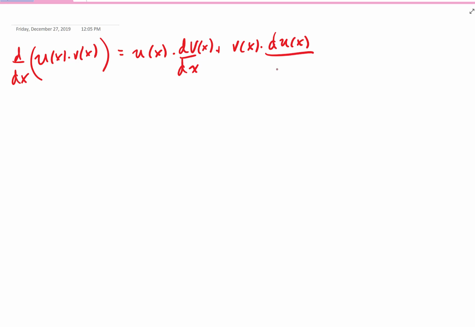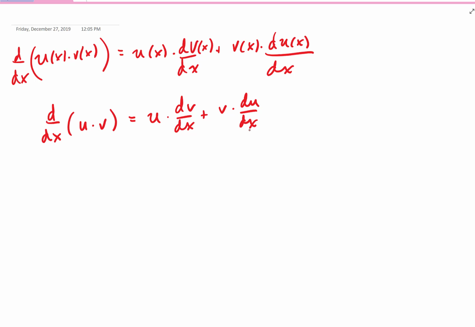plus the second, which was v of x, times the derivative of the first, du of x dx. Just to make it a little easier on the eyes, we'll drop the (x)'s from these expressions. So d/dx of the product of u and v, by the product rule, is the first times the derivative of the second plus the second times the derivative of the first. Because this function is differentiable, it's necessarily continuous, so we can integrate both sides.